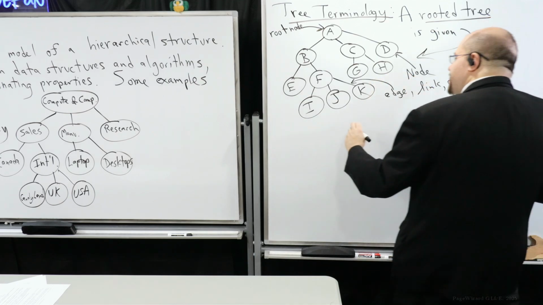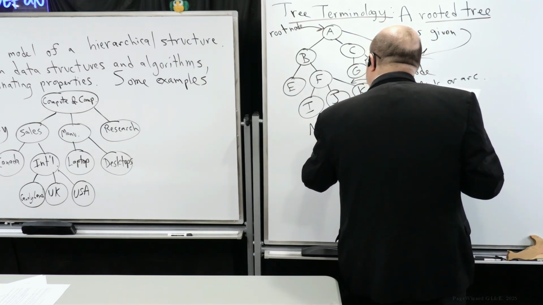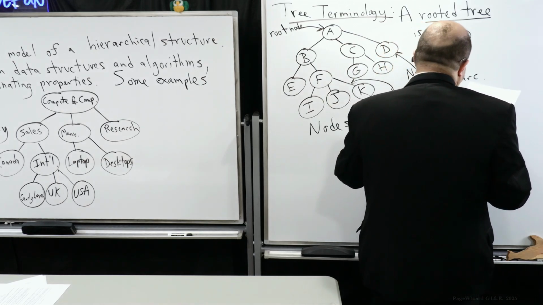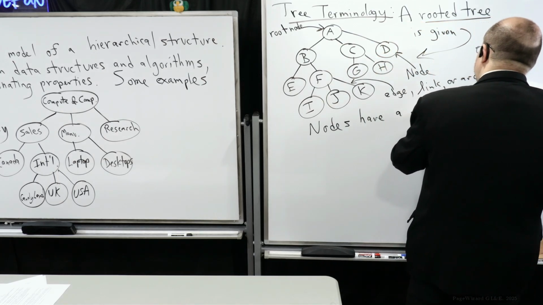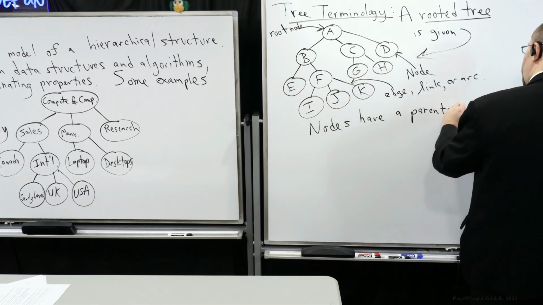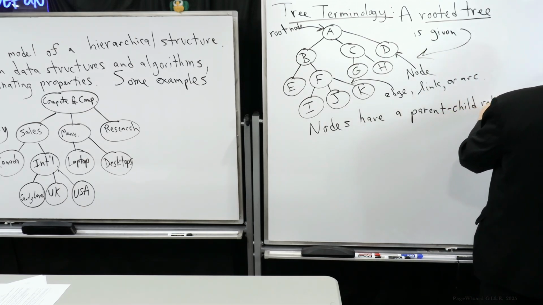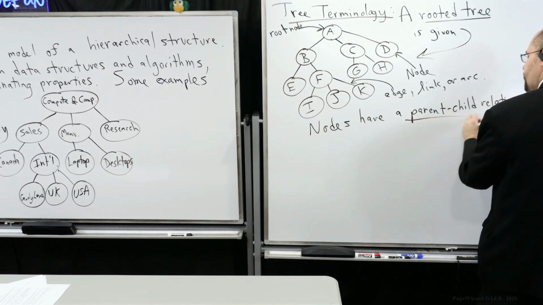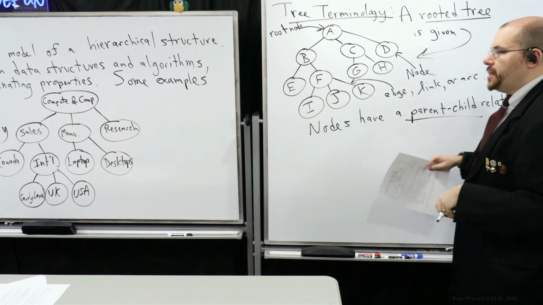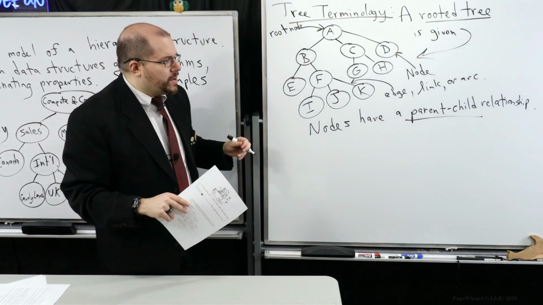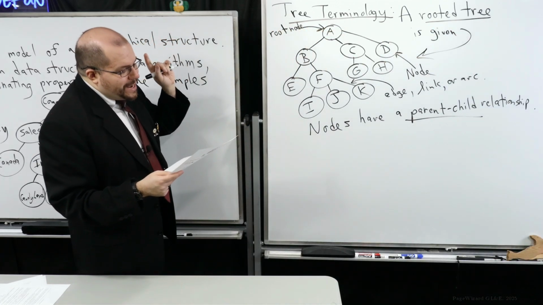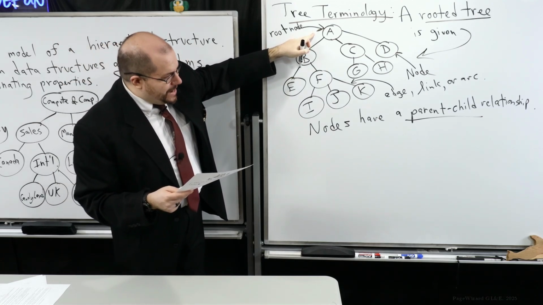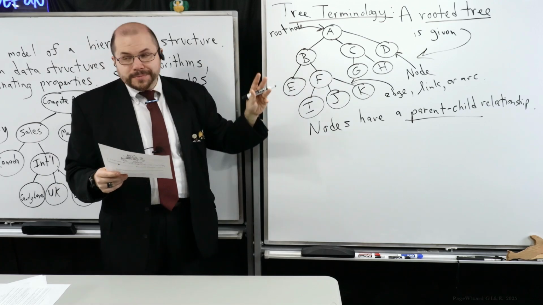So the big thing you really want to know about this rooted tree, by having a root like this, is that nodes have a parent-child relationship. So this is going to be really important for our discussion. We have a parent-child relationship. That parent-child relationship is dictated by where the root is designated. So this is a designated node. We call it the root.